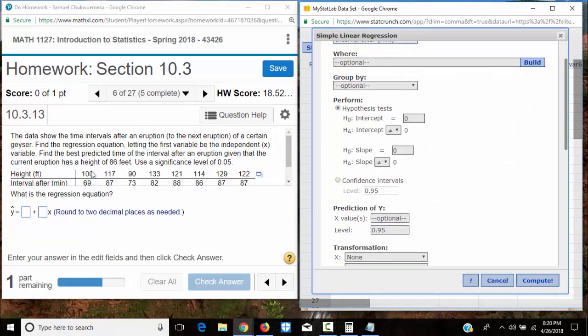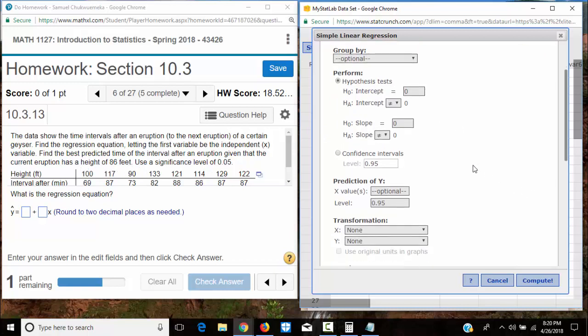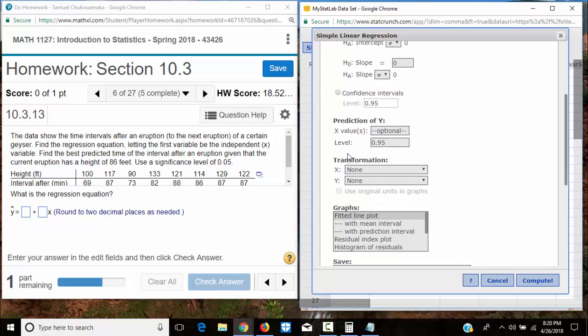It wants us to predict the best predicted time if the height is 86. So you come right here, prediction of y, and you have the level 0.95. 0.95 confidence level. So significance level of 0.05 is the same right now, here, as confidence level of 95%. Okay, significance level of 5% is the same as the confidence level of 95%, because confidence level plus significance level is equal to 1.